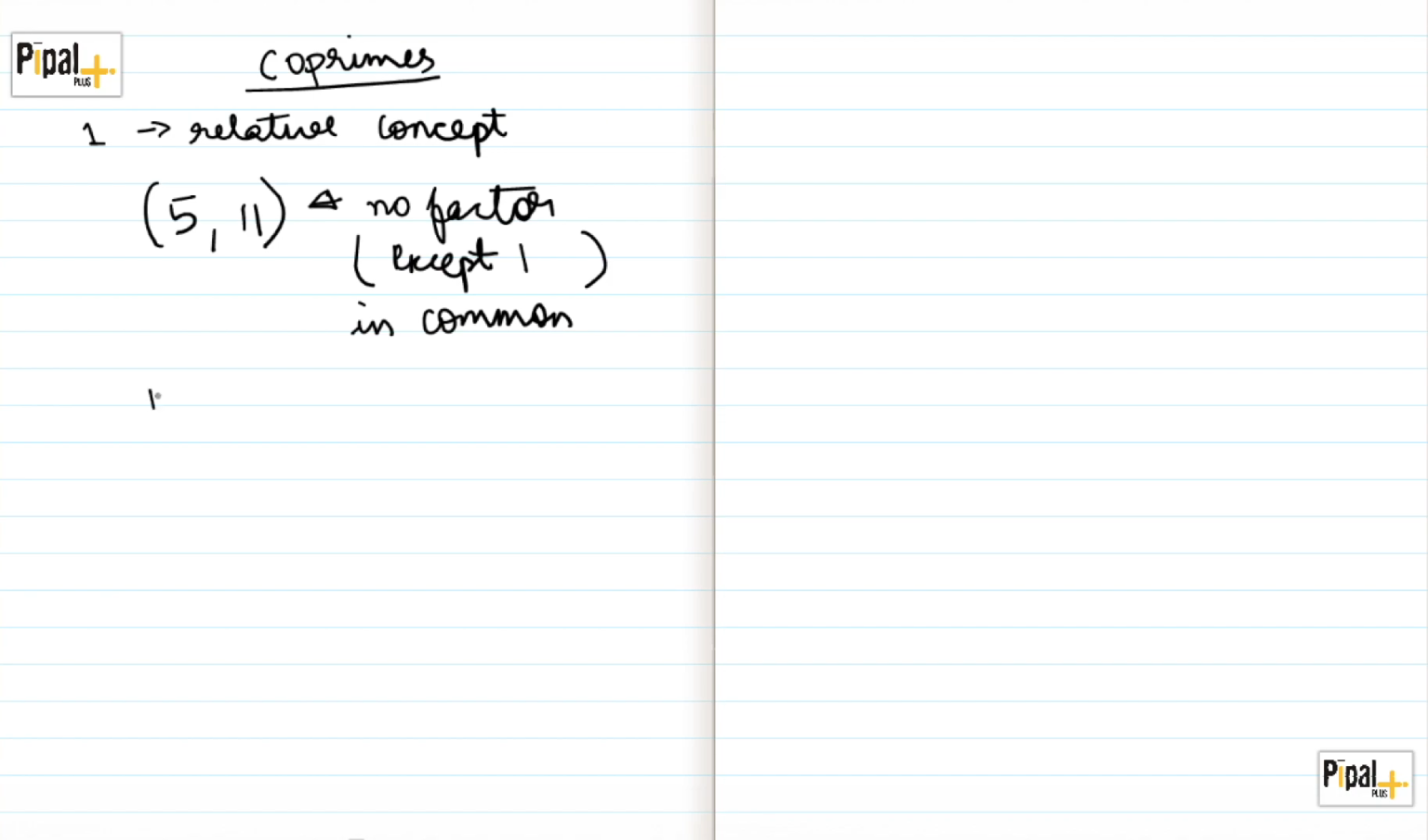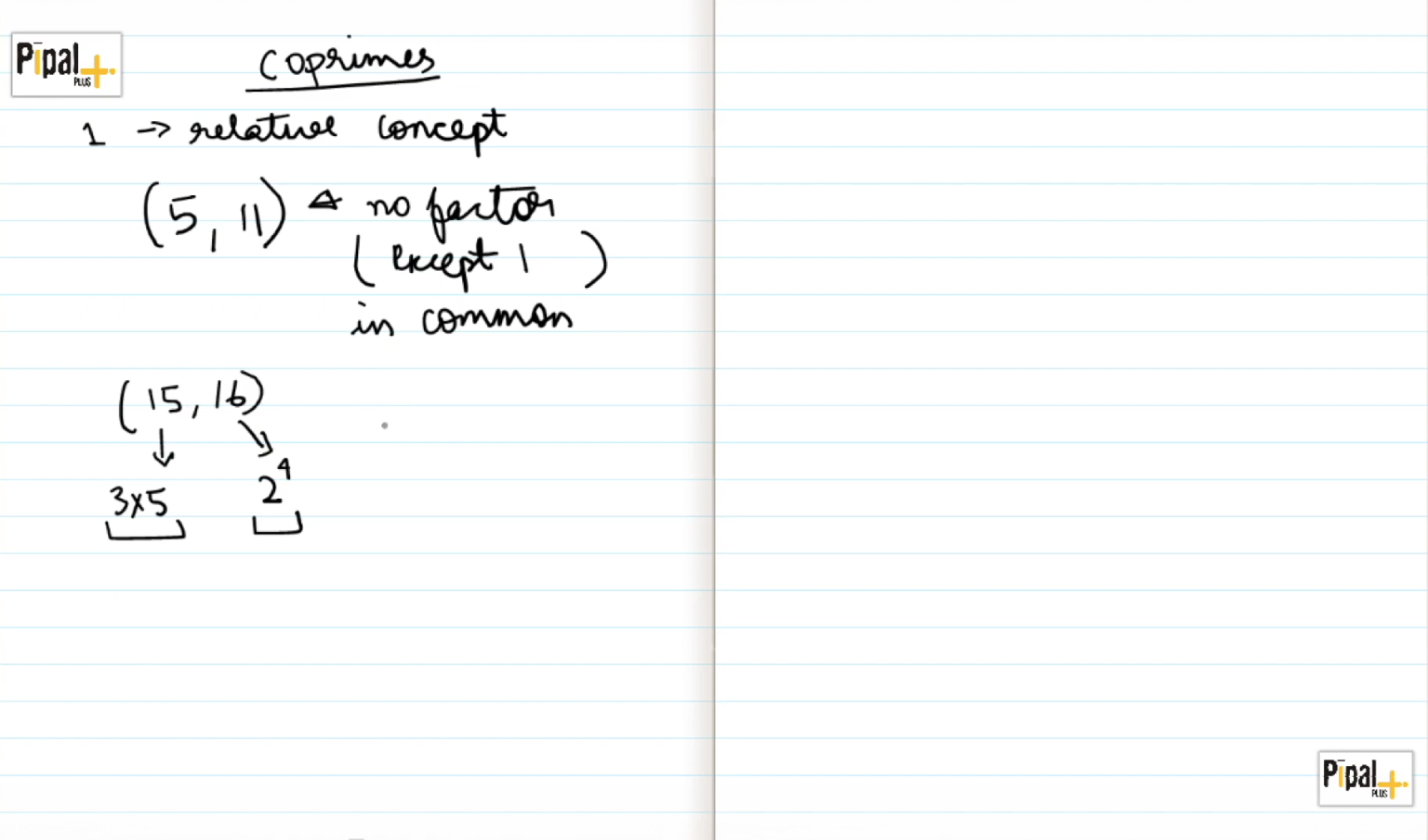Let's take the example of 15 and 16, right? So 15 is 3 times 5 and 16 is 2 into 2 into 2 into 2, 2 to the power 4, right? Both these numbers have nothing in common. This does not have a single 2, this does not have a single 3 or a 5, right? So there is nothing in common except 1, no factors in common except 1. That means 15 and 16 are coprimes.